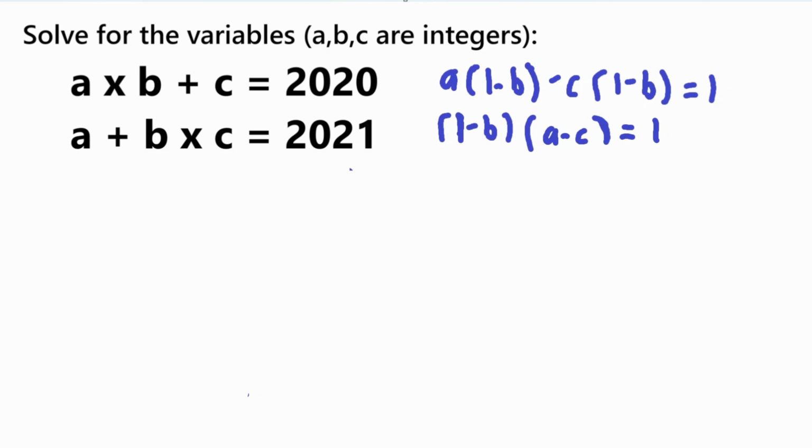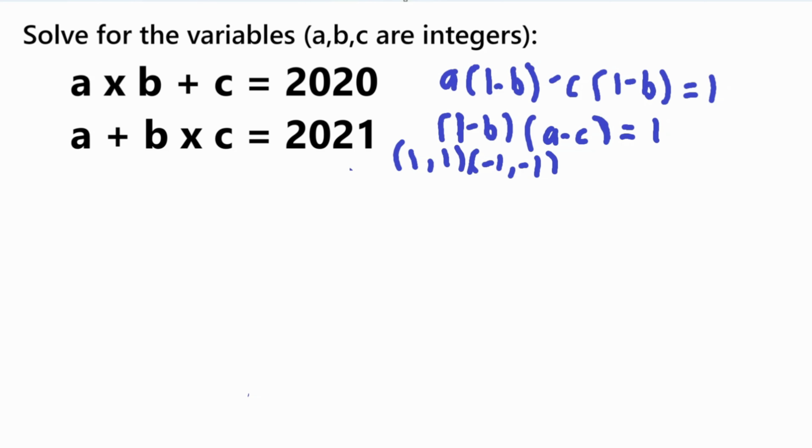So now we got the left side factored. We have to keep in mind that a, b, and c are integers, and these two values multiplied by one another need to equal 1, and they need to be whole numbers. So what possibilities are there? There are two possibilities: either both of these terms are equal to 1, 1 and 1, or negative 1 and negative 1.